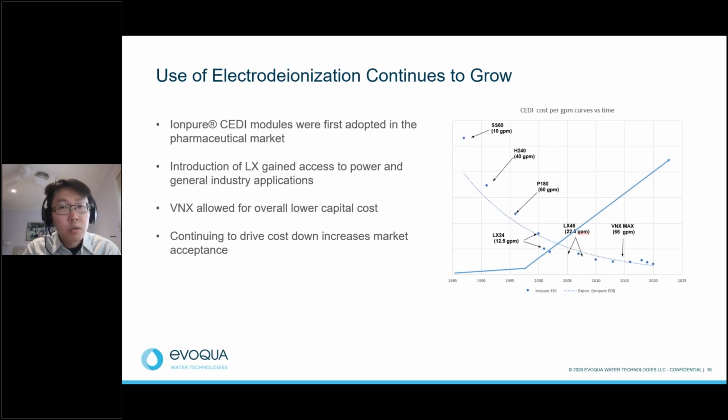we gained access to the power and also the microelectronics sector. And then after that, in 2004, we made the VNX modules that will bring down the costs even lower. So until this date, where we have the VNX Max, is up to 66 GPM of a nominal flow rate. So the cost per GPM is now very low, and then I think more and more people are going to accept CDI as an alternative to the mixed bed DI process.